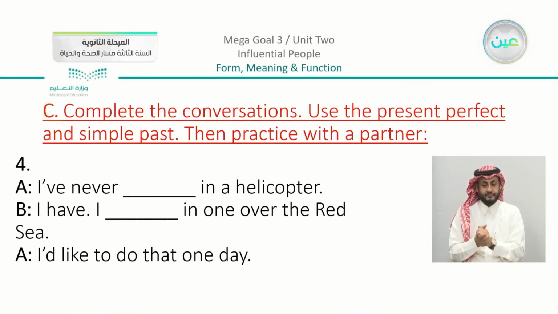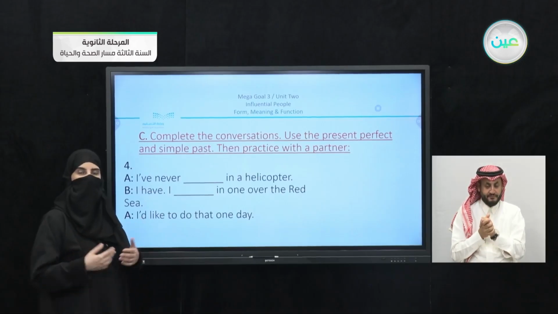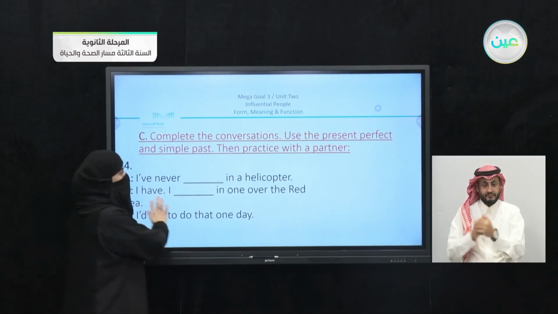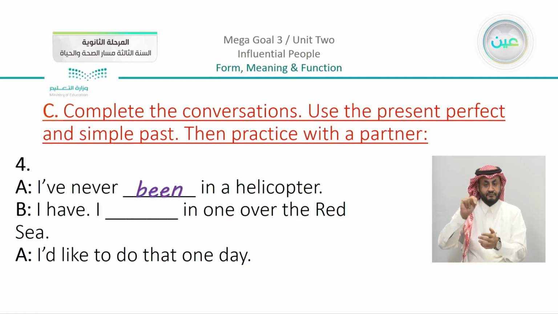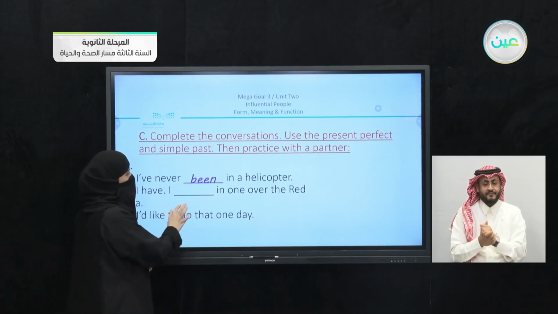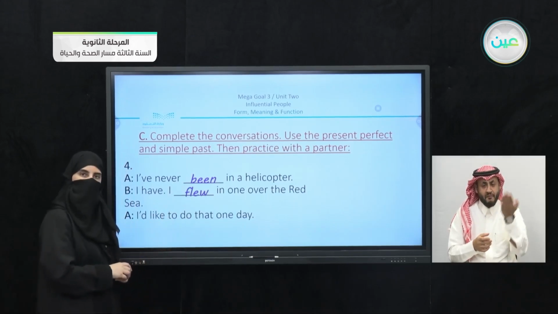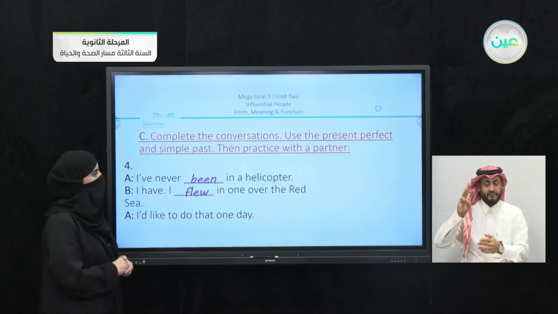Coming to number 4, "I've never blank in a helicopter." So here it is easy to see that we have the abbreviation "I've never," I have never. So that's why you are going to directly use the past participle. So we have here "I have never been in a helicopter." "I blank in one over the Red Sea." So we're talking about a past action or previous action here. So we can say that "I flew in one over the Red Sea." "I'd like to do that one day."